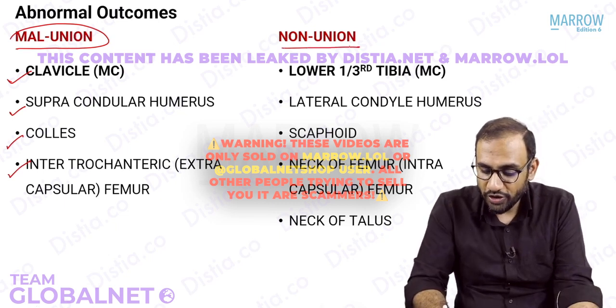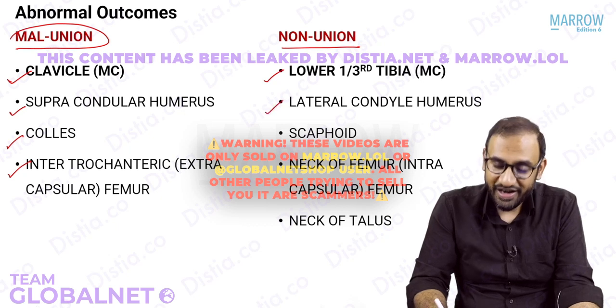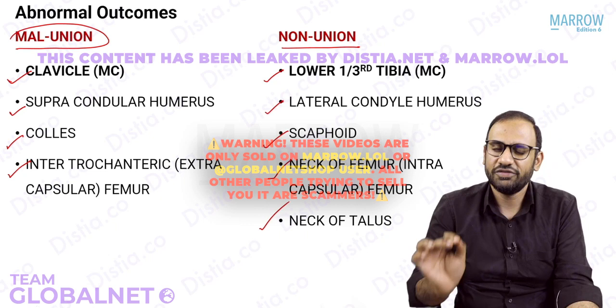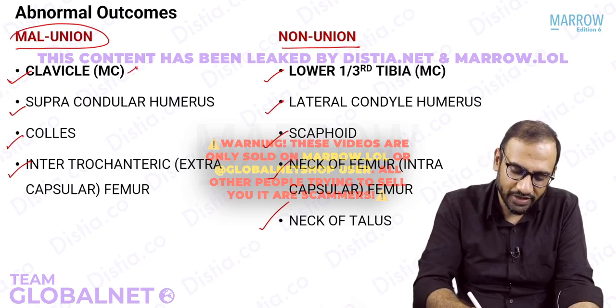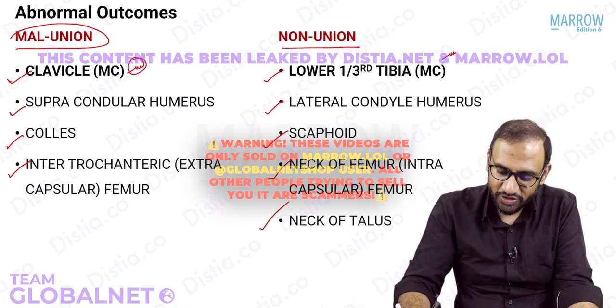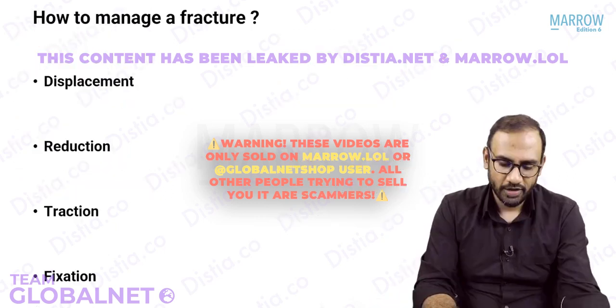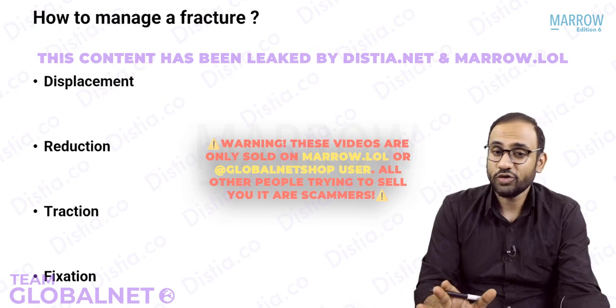Fractures that usually undergo non-union are lower 1/3 tibia, lateral condyle humerus, scaphoid, neck of femur and neck of talus fracture. The fracture that most commonly undergoes malunion is clavicle, and the fracture that most commonly undergoes non-union is lower 1/3 of tibia. Now let's talk about management of a fracture.